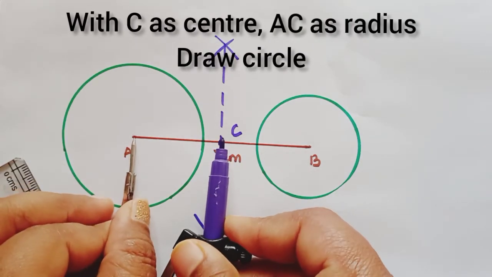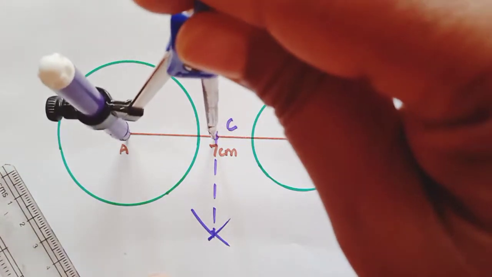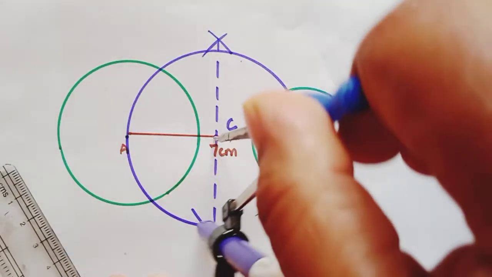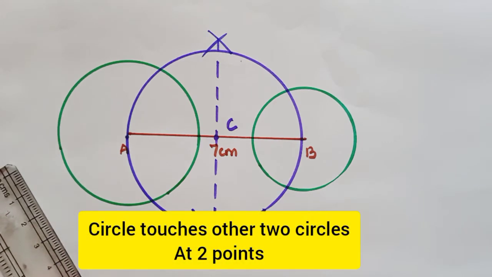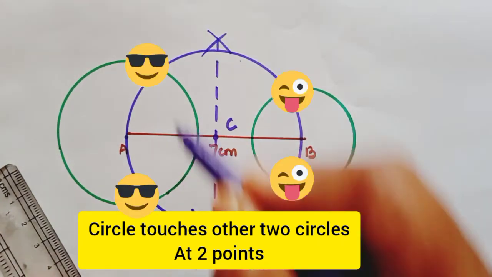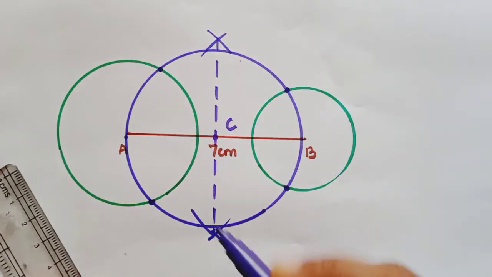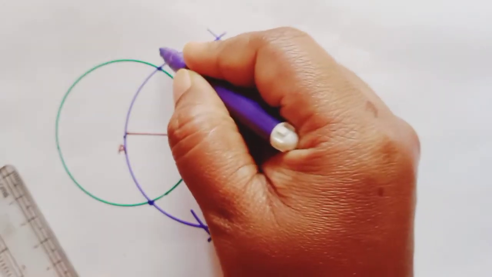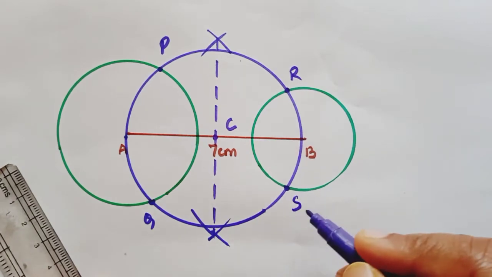and with C as center, you are going to draw a circle. With C as center and AC as radius, you are going to draw the circle. And you can see this circle touches the other two circles at two different points. That is, the smaller circle with 2 points, it intersects. These 2 points you can name as P, Q and R and S.